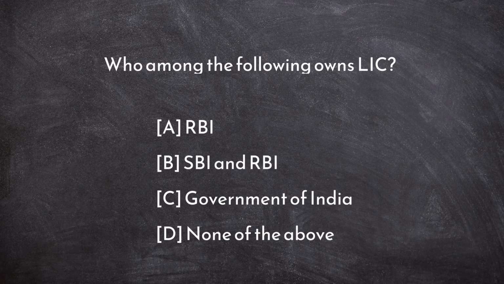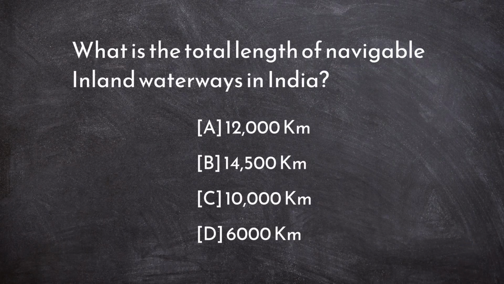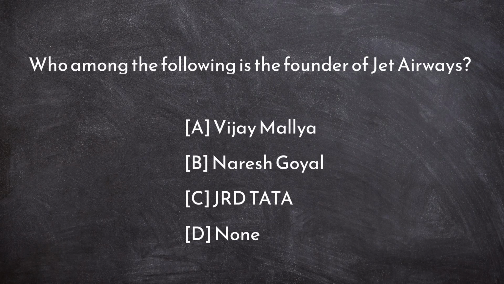(1861). Who among the following owns LIC? Government of India. In which year life insurance sector was nationalized? (1956). What is the total length of navigable inland waterways in India? (14,500 kilometer). Who among the following is the founder of Jet Airways?